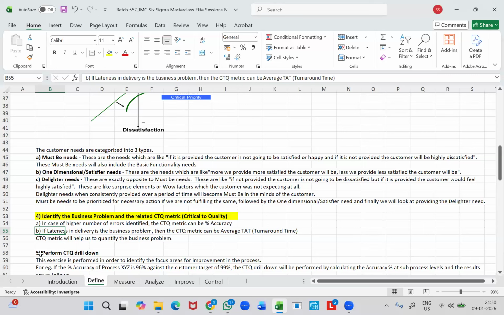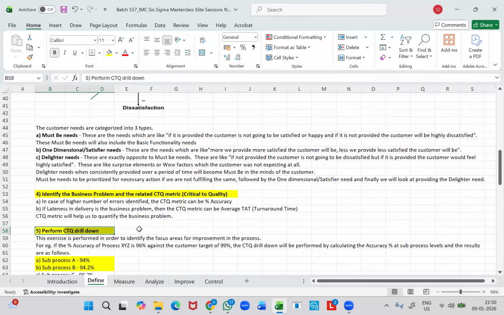So once we have the CTQ metric clearly identified for a business problem, and we have also measured the overall performance of the CTQ metric, we need to perform what is called the CTQ drill down exercise. So what is the objective of this exercise, as we discussed? CTQ drill down needs to be performed in order to identify the focus areas that we need to consider for improvement within the process.